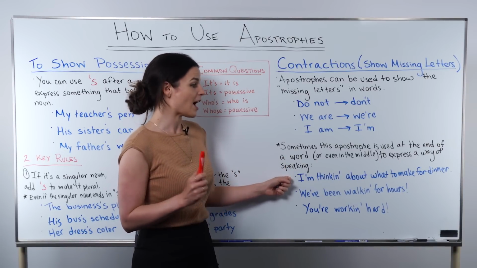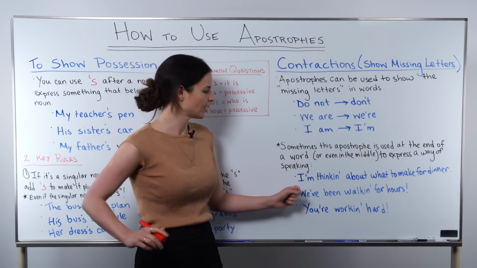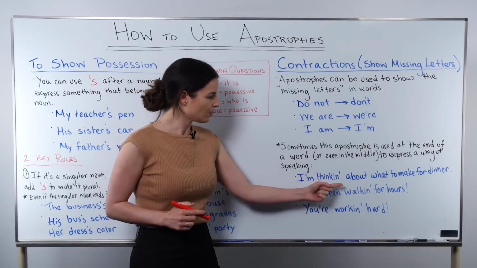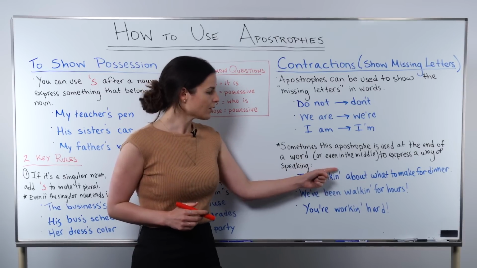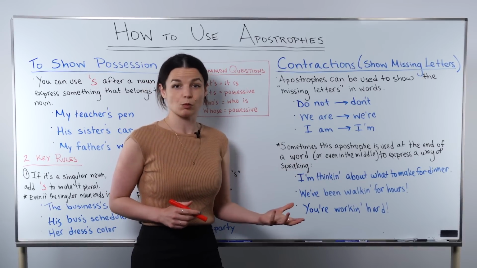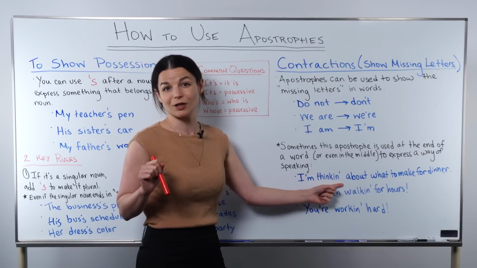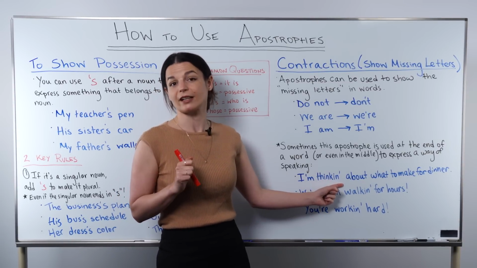Here's one. I'm thinking about what to make for dinner. So first we have this contracted form, right? The apostrophe here. And then we have this, thinkin', thinkin'. Here, the apostrophe is at the end of the word. So we tend to see this use a lot in ing verbs, actually, to show that the G sound is not clearly pronounced.